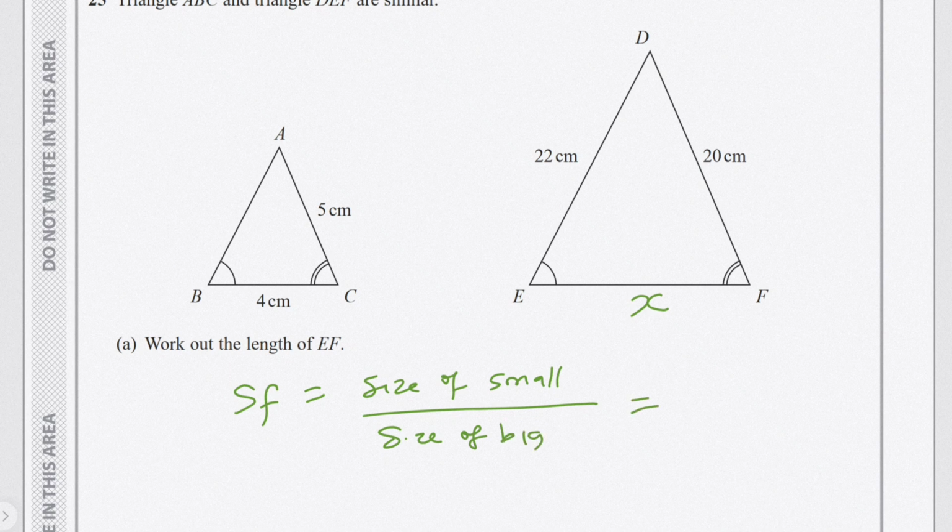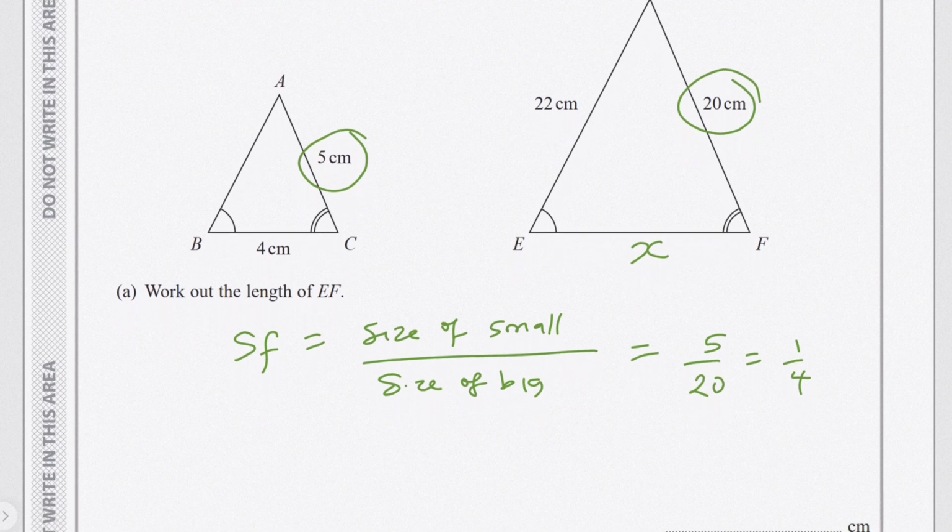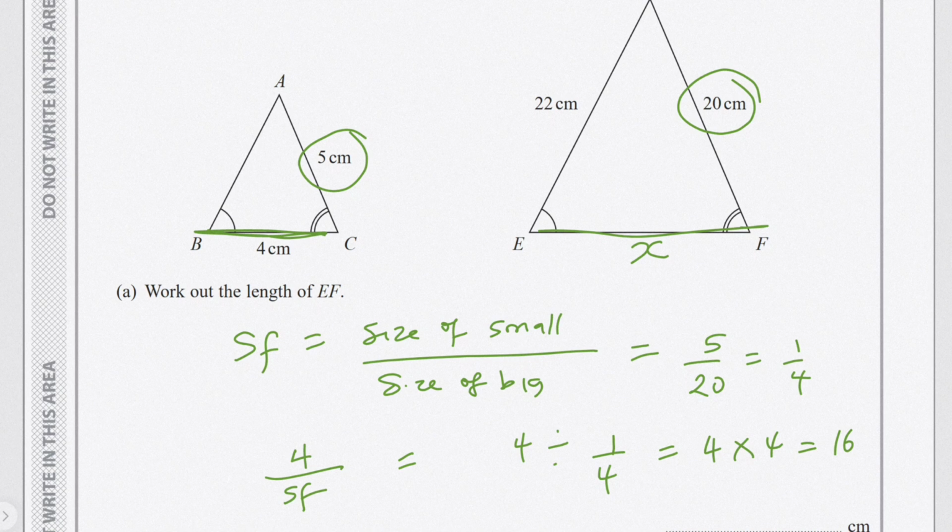So in this case, let's compare the lengths. The small length is 5 and the bigger length is 20. So that is 5 over 20, which is 1 over 4. Now it depends on what we are looking for. Since I am looking for x, it is going to be 4, which is the side BC, divided by the scale factor. So 4 divided by 1 over 4 is the same thing as 4 times 4, which equals 16. So the side EF is 16 centimeters.